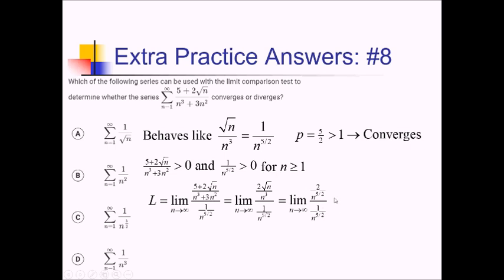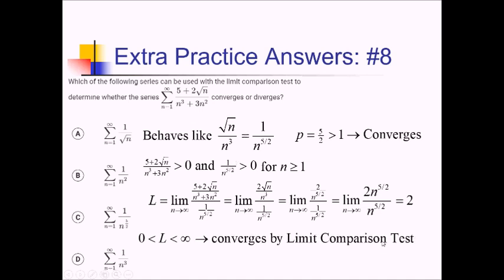Now if I multiply by the reciprocal, I've got 2 times n to the 5/2 over, well, just n to the 5/2 times 1, so n to the 5/2. Those n to the 5/2 are going to cancel, leaving me with just 2. And since 2 is between 0 and infinity, which isn't a very hard standard to meet, that shows that the comparison series and the original behave exactly the same. So the original then is going to converge by limit comparison. Really, the only question here was which of the series could be used with limit comparison. I think we very clearly established that choice C is the one to go with here.